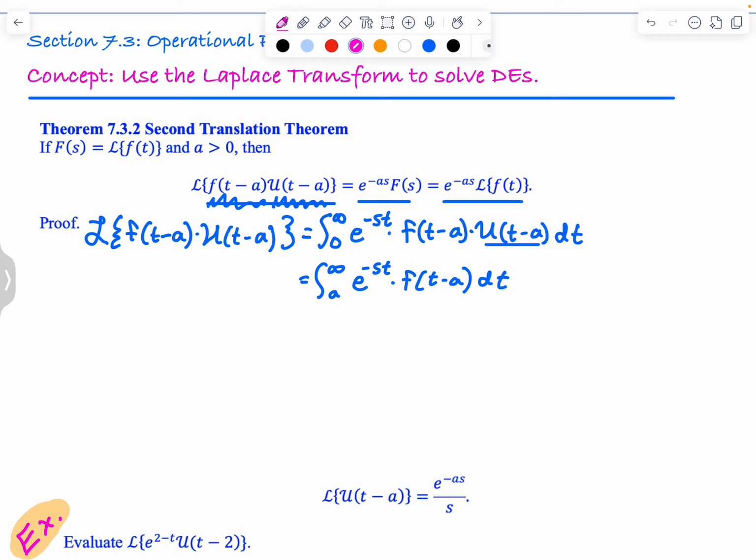Now we're going to do a u sub like we've been doing. So u is going to be t minus a, like you probably could have guessed, the inside of f. du is going to just be dt. That's nice. t is u plus a. We're going to use that.